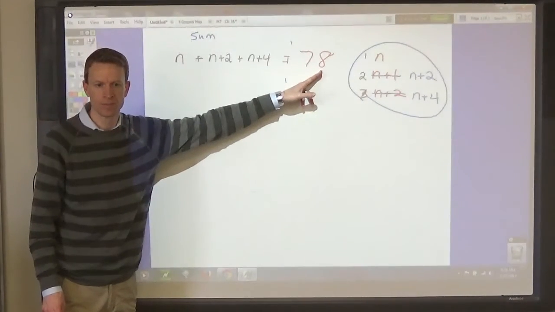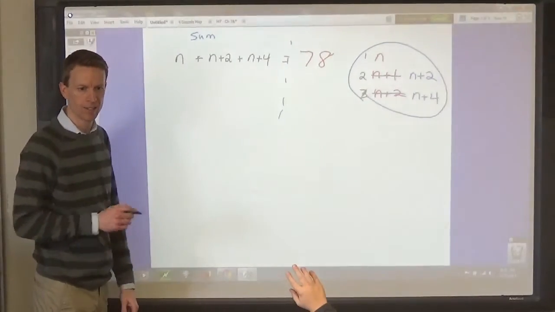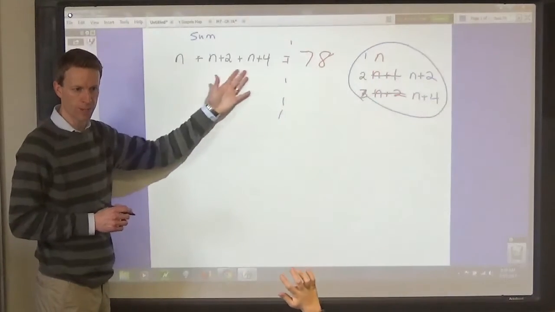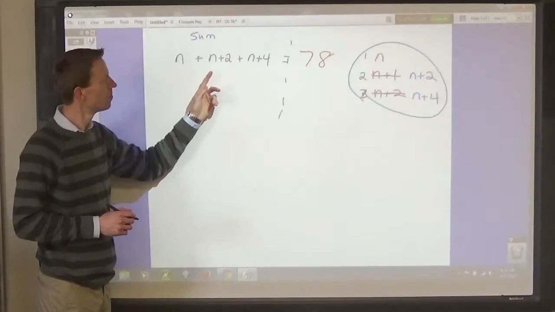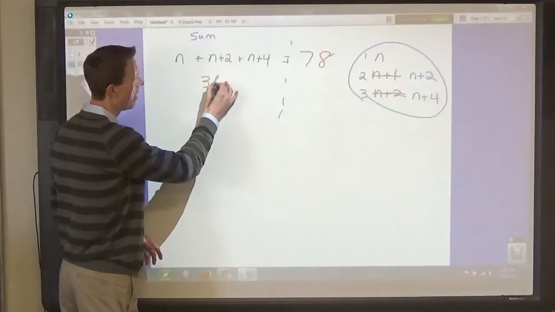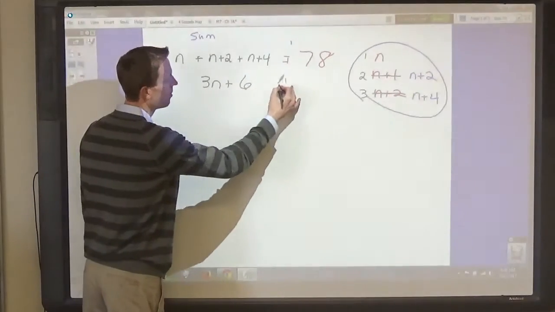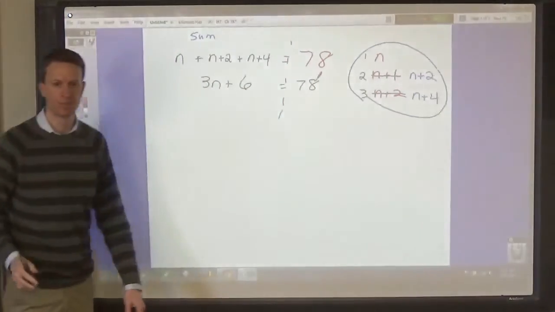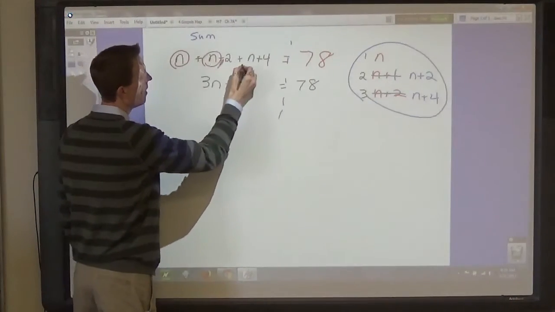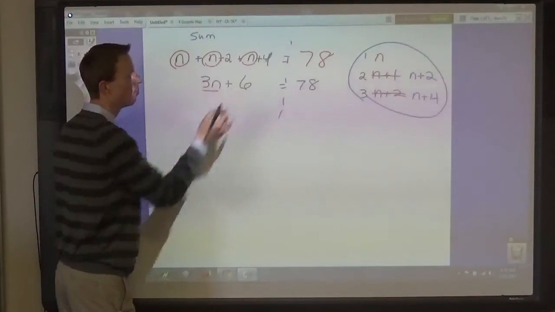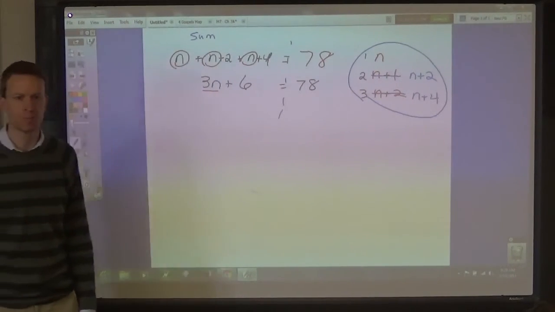Tyler? Yep. So how would we simplify? What would the simplified form of this be? Yep. 3n plus 6 equals 78. n plus n plus n is 3n, and 2 plus 4 is 6. So we simplify this to 3n plus 6. Now what?